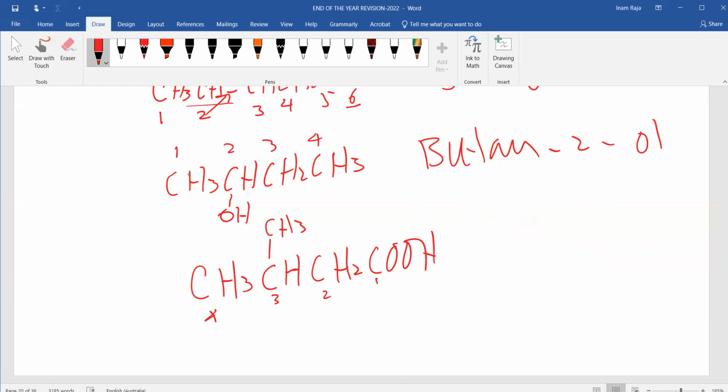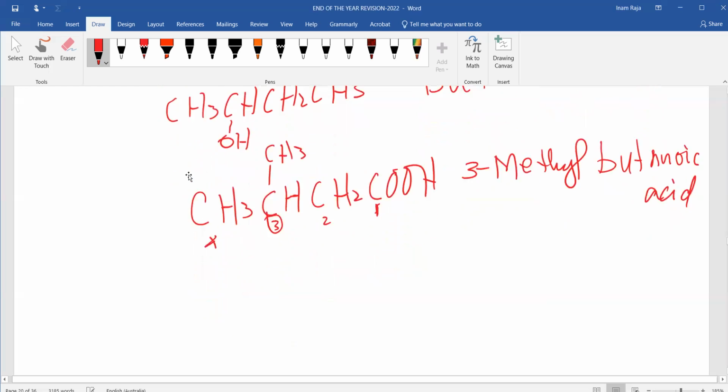Because we have to name the branches always first. So carbon number 3 has a methyl group. I'll say 3-methyl. And including the carbonyl carbon, how many carbons in total? 4. Butanoic acid. Butanoic acid. Alright.